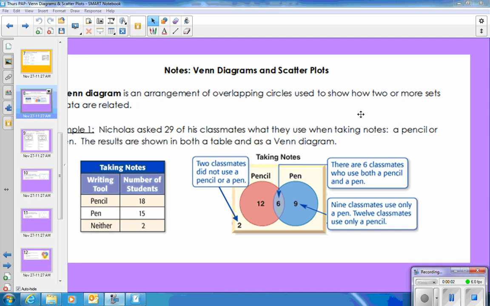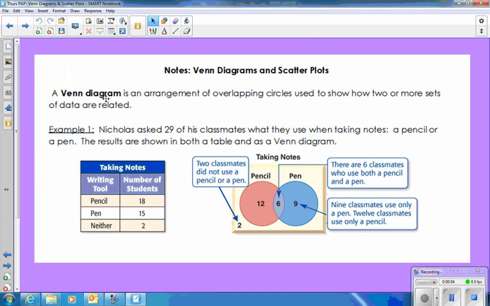This lesson is over Venn diagrams and scatter plots. A Venn diagram is an arrangement of overlapping circles used to show how two or more sets of data are related. So in this particular example, Nicholas asked 29 of his classmates what they used when taking notes, a pencil or a pen. The results are shown in both a table and as a Venn diagram.